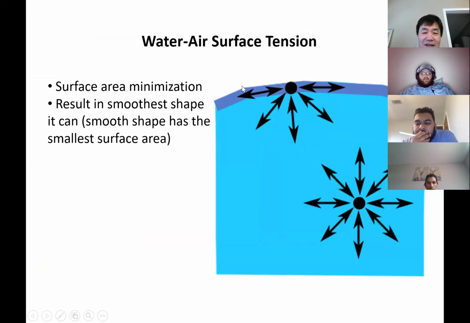Okay, so this is the water-air surface tension. I just talked about this as a droplet, right? You see, the dark blue line is the water surface. So it says surface area minimization. The surface area tries to minimize. What does that mean? It results in the smoothest shape it can. A smooth shape has the smallest surface area. That makes sense, because if it's an enclosure, it makes a sphere. Then the surface tends to go to a smaller surface area. In other words, it basically says the molecules on the membrane surface, on the water surface, have more attraction to each other than the molecules inside the fluid.